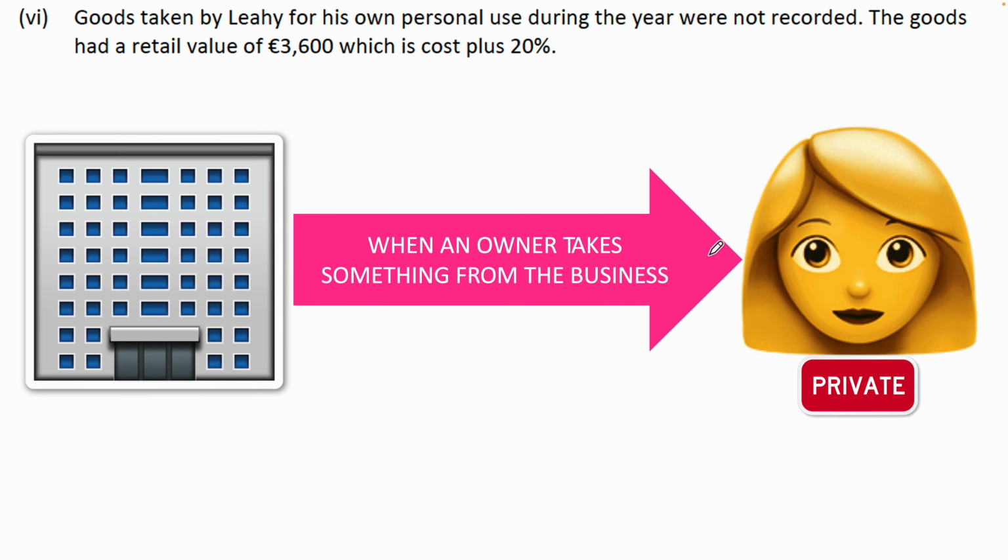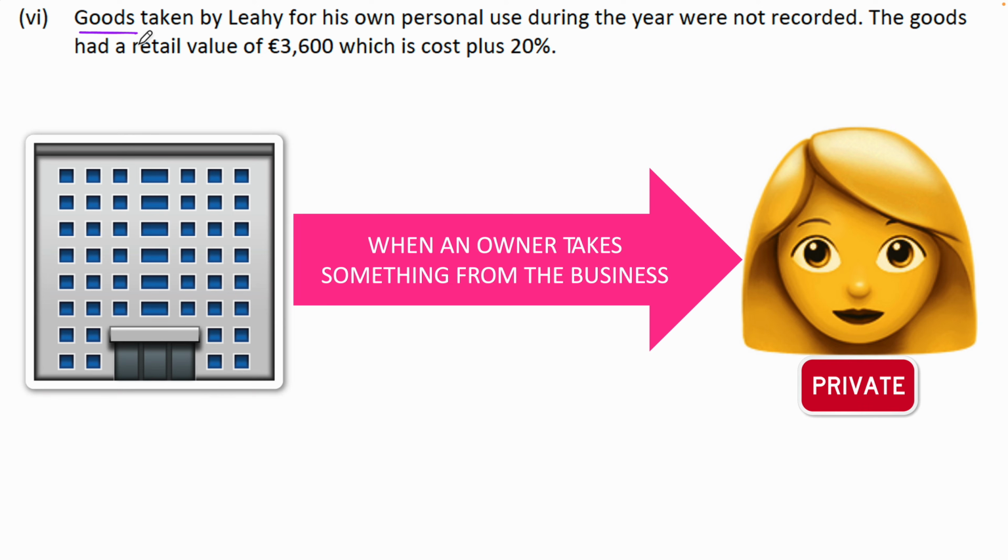All right, so adjustment number 6: goods taken by Leahy for his own personal use during the year were not recorded. The goods had a retail value of 3,600, which is cost plus 20%. Okay, so what is drawings? Drawings is just when an owner takes something out of the business. So if this is the owner here, they're just taking something out of the business. It can be goods, it can be money, it can be an expense, whatever it is. It's just that they're taking something of value from the business, okay?